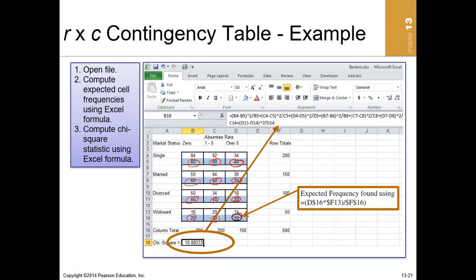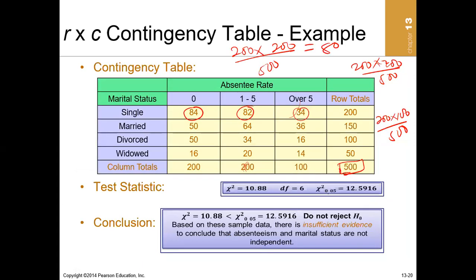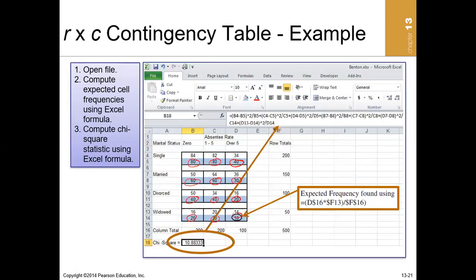Now, having gotten the expected values, you are now going to do the chi-square formula. So, for instance, for the 84 here, you now do 84 minus 80 all over 80. The numerator will be squared, right? Plus, then you come to this figure, 82 minus 80 squared all over 80.